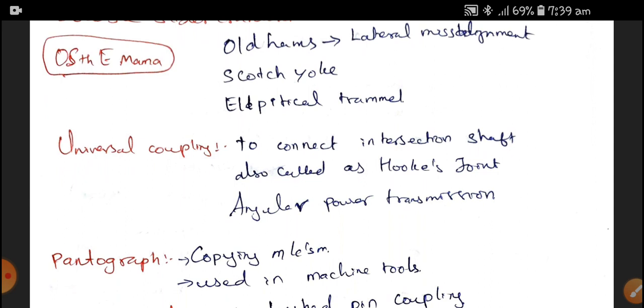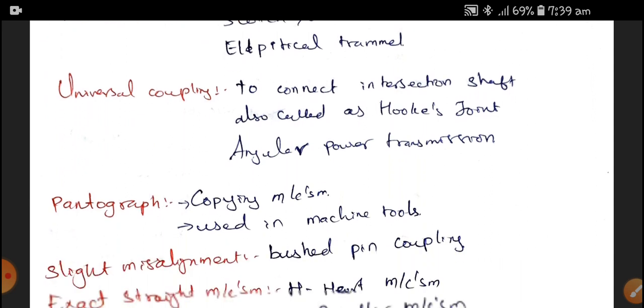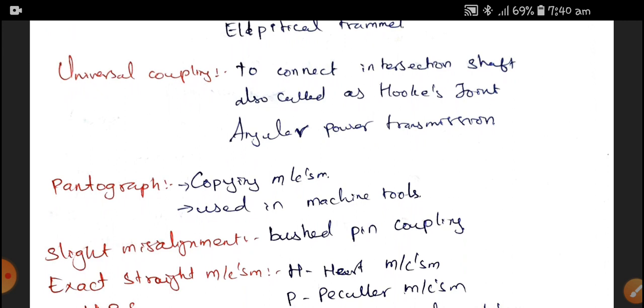Next one is the pantograph. Pantograph is a very important and interesting mechanism. It is a copying mechanism. We all know that in drawings, we draw either in actual scale, reducing scale or enlarging scale. What will happen? The complete replica of the drawing is there, whether the size of the drawing is smaller, enlarged or standard dimension. Like that we are making copies. So here the pantograph is one type of copying mechanism.